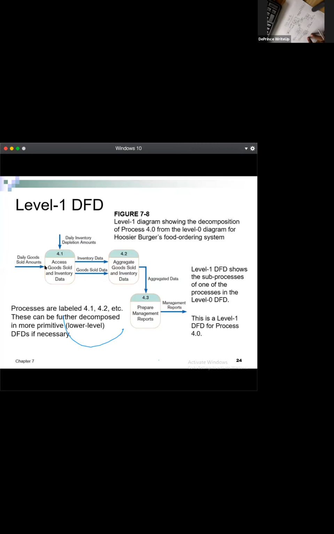Okay, now from here, that process is being broken down into 4.2, which is aggregate or total. Aggregate goods sold and inventory data, or total, or calculate goods sold or something. Okay, aggregate your sum of goods sold, or whatever calculation you want to do, just like we did in Microsoft Access, in order to generate the report, right? You aggregate the data, and then you go to 4.3, prepare management report before you give it to the manager, restaurant manager or general manager.